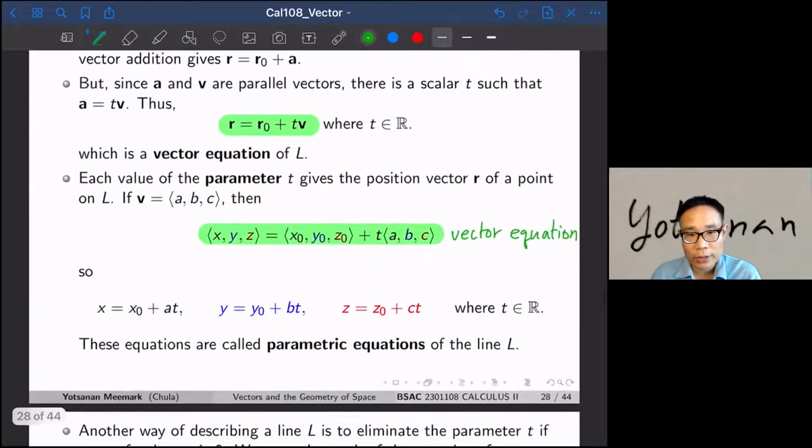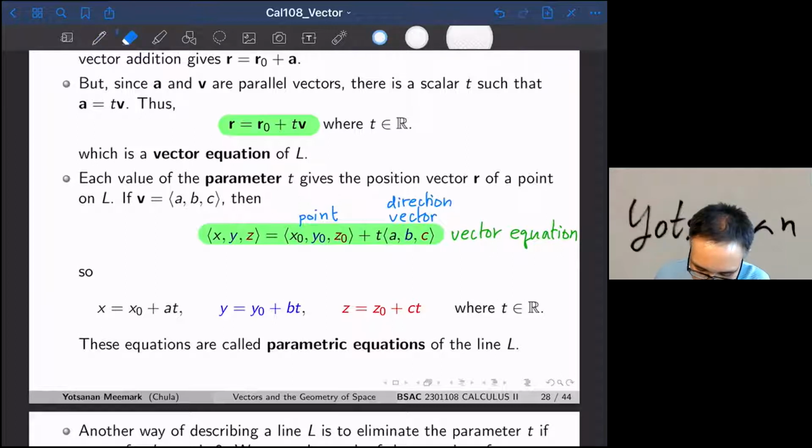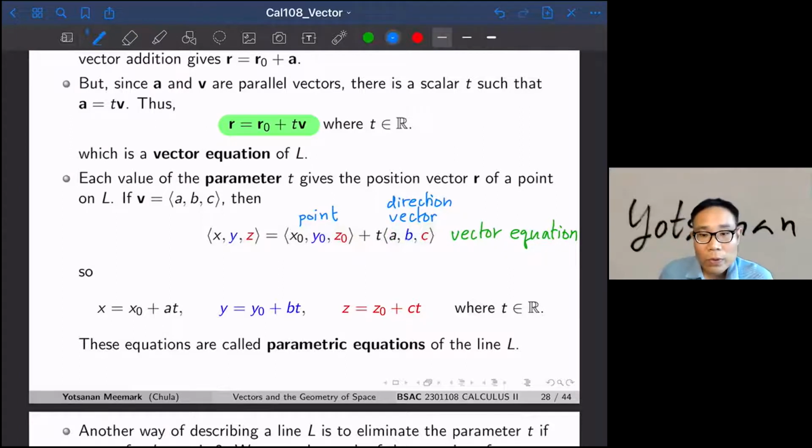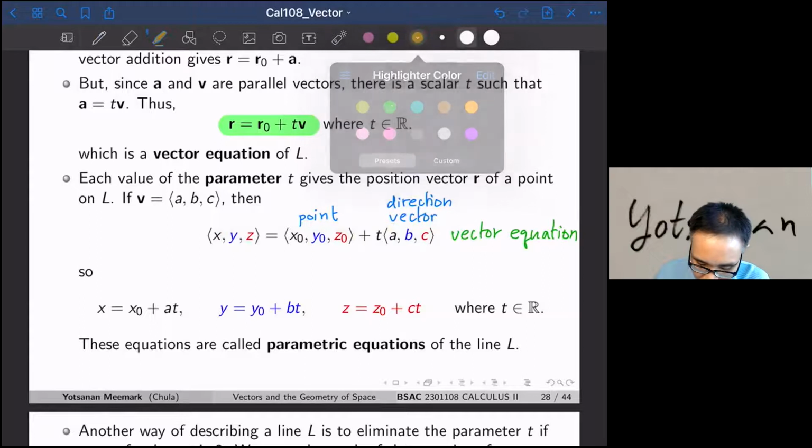The first kind of equation of a line is called the vector equation. In the vector equation, you have a point and you have a vector, which is going to be the direction vector. Another thing I'd like you to see is that I use different colors here.